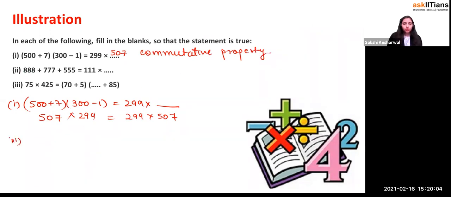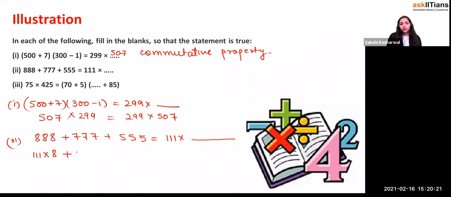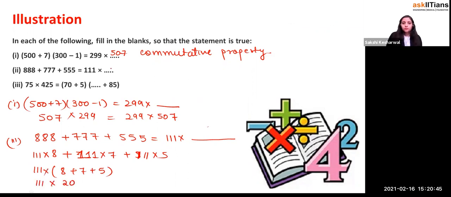Now, coming to this part, just give the second part a close observation, right? It's written 888 plus 777 plus 555 is equals to 111 into something, right? So can I write this as 111 into 8? Yes. Can I write this as 111 into 7, right? Plus 111 into 5, yes or no? So can I take that 111 as a bracket, and this will be what? 8 plus 7 plus 5, yes or no? So this is equals to what? Multiply, so 111 into what, beta? 20. So this blank is equals to what? 20. So can I say this is what? A distributive property? Yes or no? Distributive property, right?